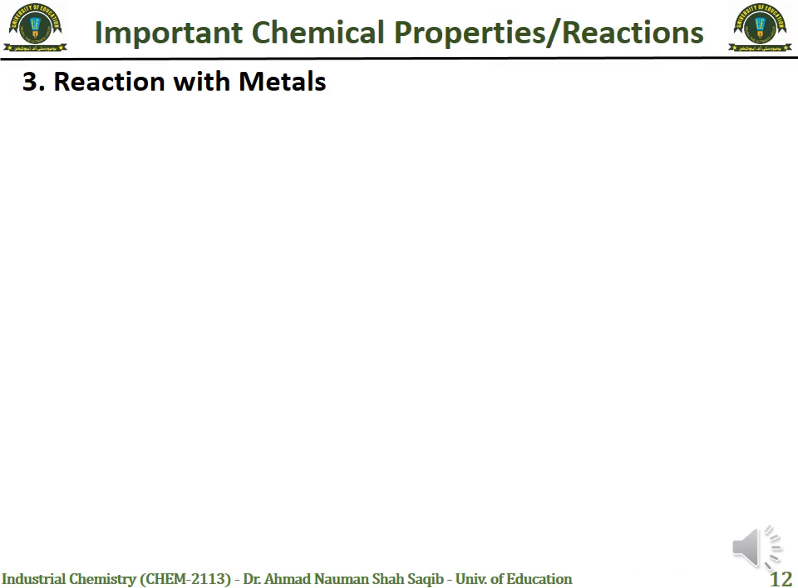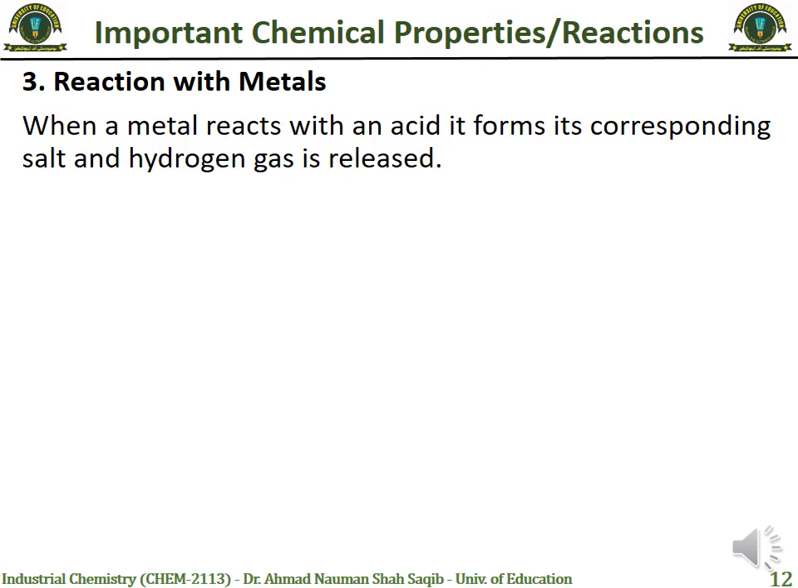Another important chemical reaction is the reaction of hydrochloric acid with metals. When a metal reacts with hydrochloric acid, it again forms its corresponding salt, and there is a release of hydrogen gas. So let's see an example. When calcium metal is treated with hydrochloric acid, it results in the formation of the corresponding calcium chloride salt and a release of hydrogen gas.